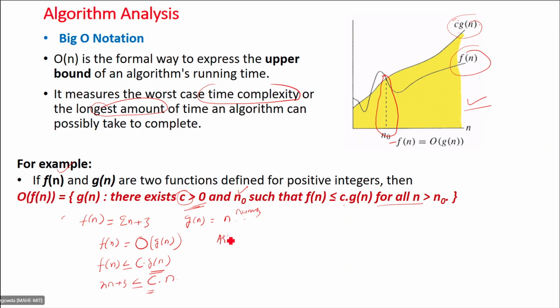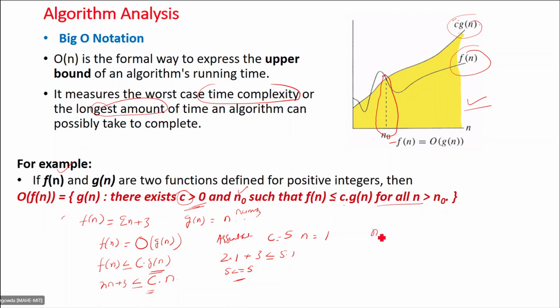Now assume that c takes the value 5 and n is equal to 1. In this case, what will we get? 2 into 1 plus 3 less than or equal to 5 into 1. Actually 5 is less than or equal to 5. So for n equal to 1, this particular condition, f of n less than or equal to c into g of n, is true.